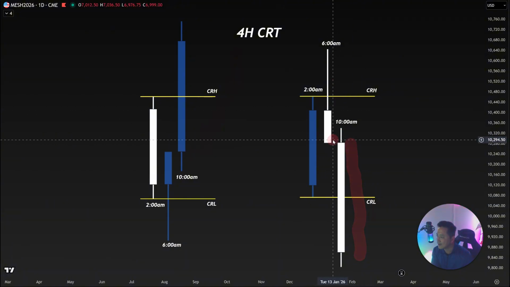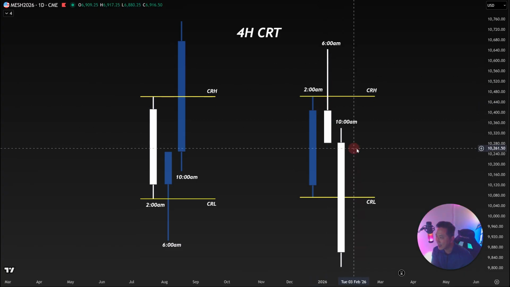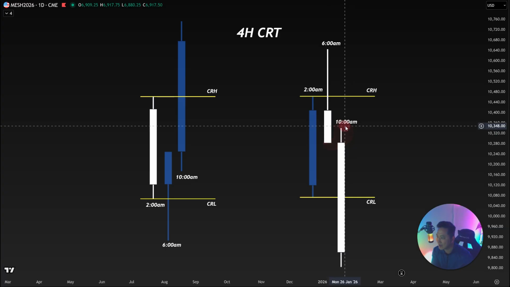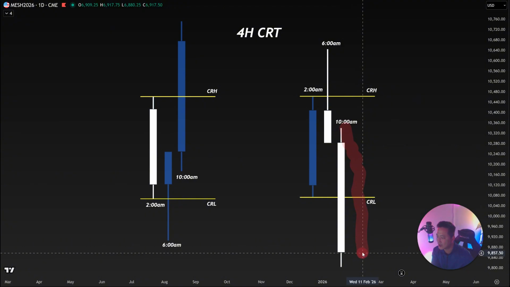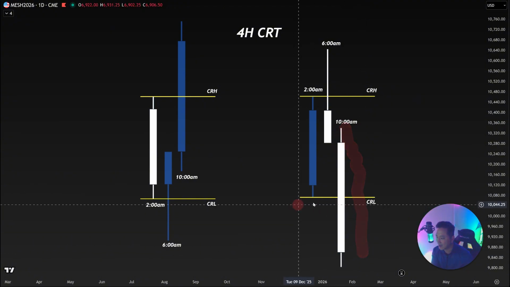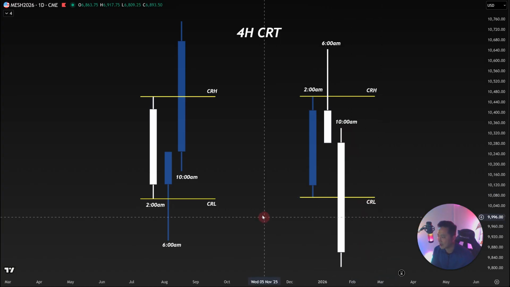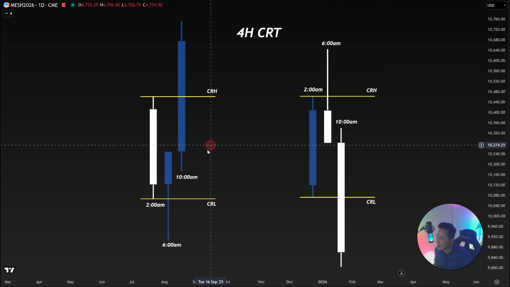So I'm looking for a 6 a.m. sweep of the 2 a.m. candle, closing back inside of the range. Then I want to see price manipulate and create the wick of the next 4-hour candle at the 10 a.m. open. When the wick is created, we get the confirmation, and then we trade the expansion to the opposite end of the range, in this case the candle range low. That is the idea in a nutshell. So what does that look like on the lower time frame?